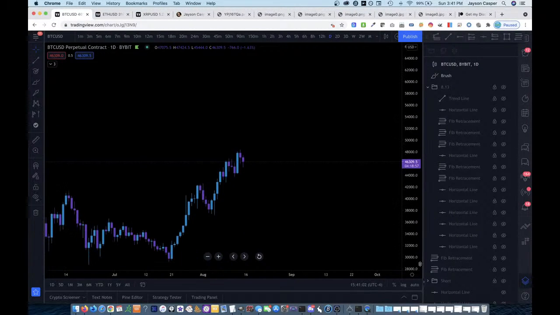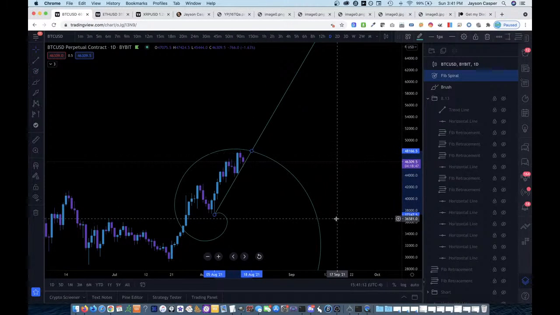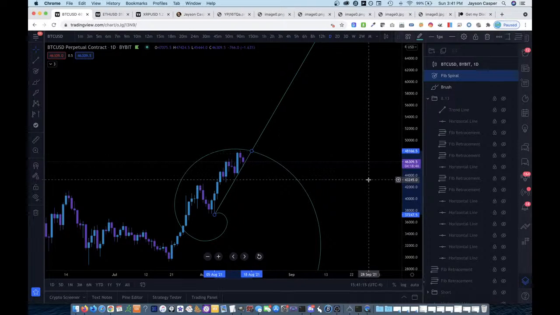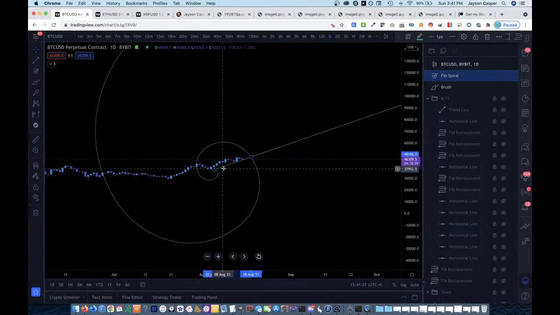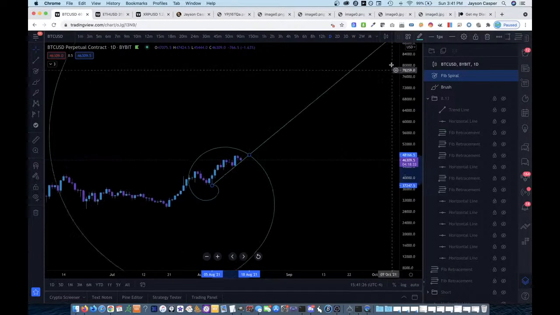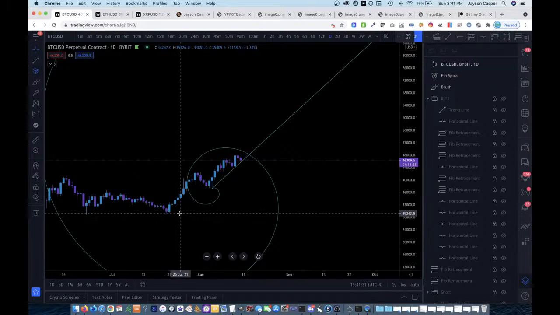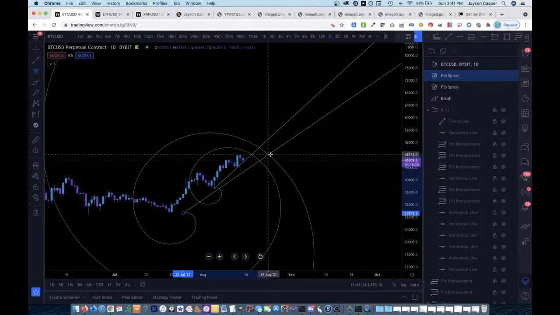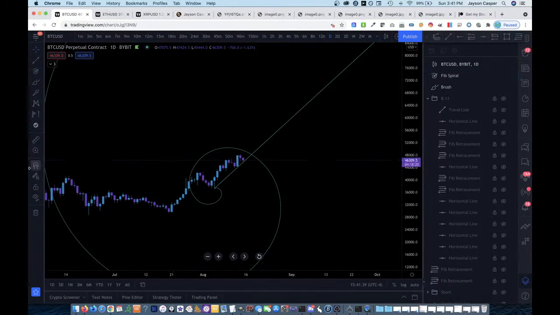Let's take a fib spiral from this swing low to this swing high and see what we can get. Okay, I don't know if this is something, but it looks like we did bounce off of this line right here. I don't know how that's really supposed to work. I'm not much of a spiraler. Let's check this out. I guess you have to do it right on the dot. I don't know, guys. I don't know how to use the fib spiral.